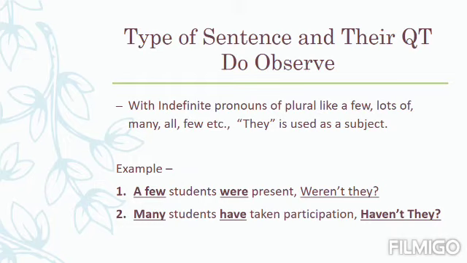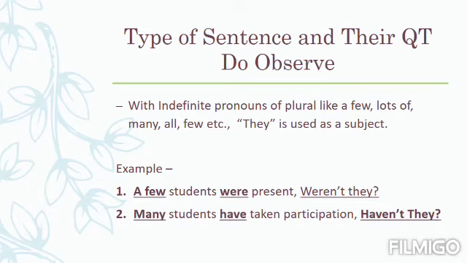The sentence is positive, so its question tag will become negative. Were is used as a supportive verb. First of all, put were, then negation not. Were not will become weren't, and the subject which we should put here is they. So the question tag of a few students were present will become weren't they.